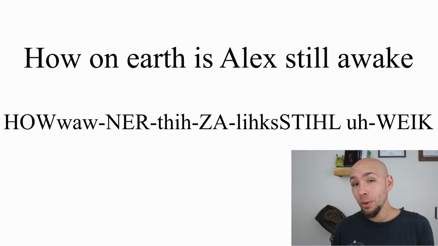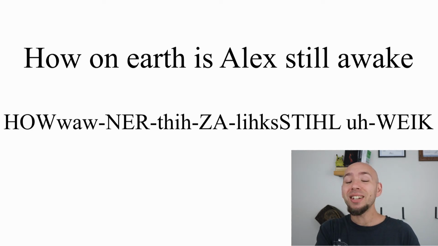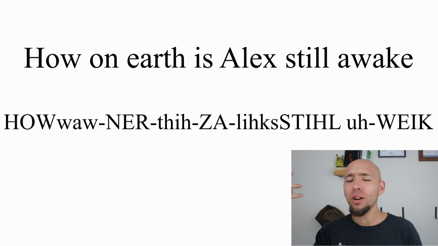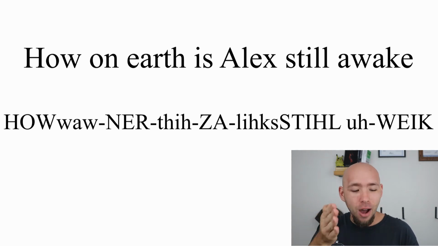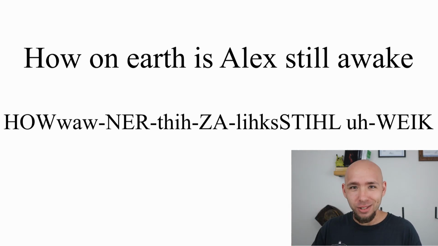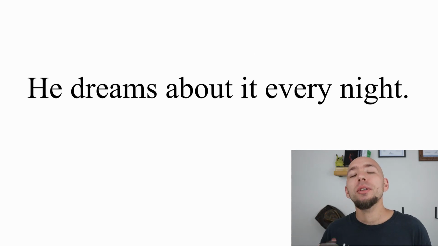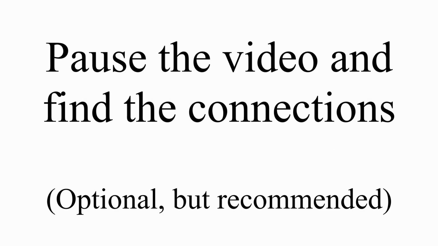Again, this is one reason why English can be hard to hear, because you can have an entire sentence that is connected in some way, and so sounds are moving, sounds are blending, all this crazy stuff is happening, and you're trying to hear how on earth is, but that's not what we say. We say how on earth is, how on earth is. And the last sentence, he dreams about it every night. He dreams about it every night.